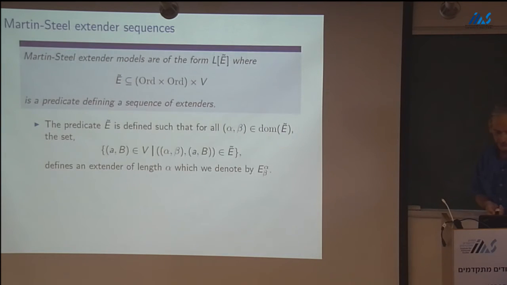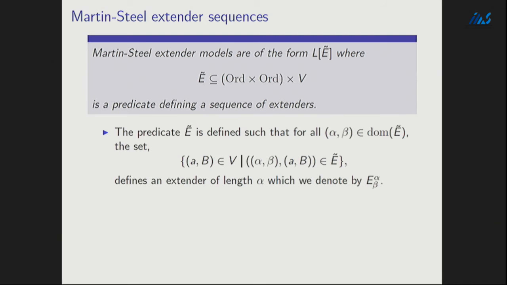Whoops. So, if you can't use one extender, you use sequences of extenders, and these are the Martin-Steel extender sequences. So it's a doubly indexed family of extenders. So formally, the extender sequence is a subset of ORD cross ORD times V.